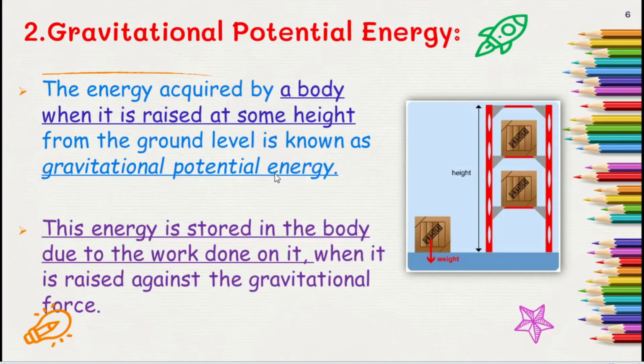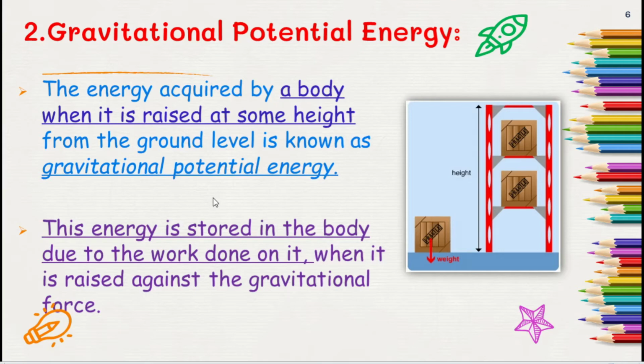Students, first we are going to discuss gravitational potential energy. Already we know about work done. When we discussed work done, we discussed work done against gravitational force. What is work done against gravitational force? When an object is lifted against gravitational force, it is called work done against gravitational force. Like that, the energy acquired by a body when it is raised to some height from the ground level is known as gravitational potential energy. You can see the picture. Any object, when it is lifted from the surface to some height, is moved against gravitational force. So this is the gravitational potential energy.